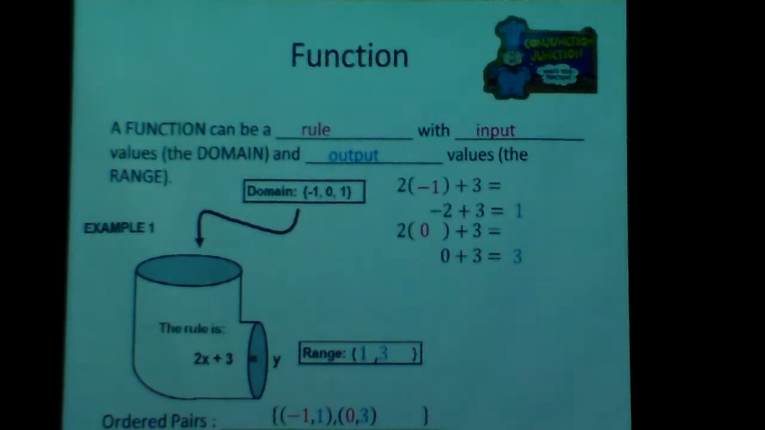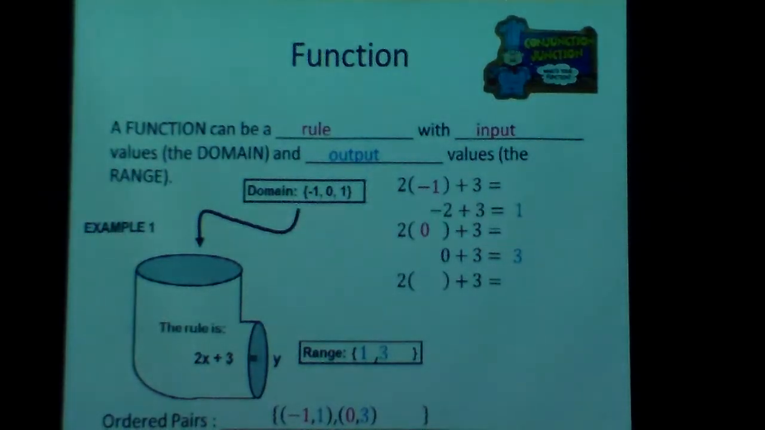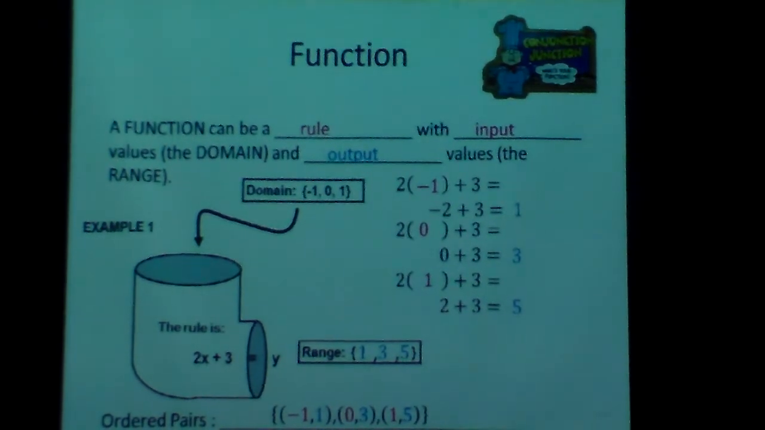And then let's plug in our last number there. So we're going to plug in a +1. Well, here we go. 2 times 1 is 2. Plus 3 makes it 5. So we have a range of 1, 3, and 5, which we could write as the ordered pairs (-1, 1), (0, 3), and the point (1, 5). That is a function written out as listed in ordered pairs.